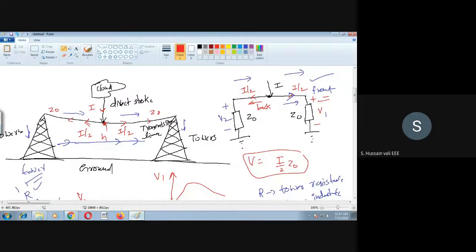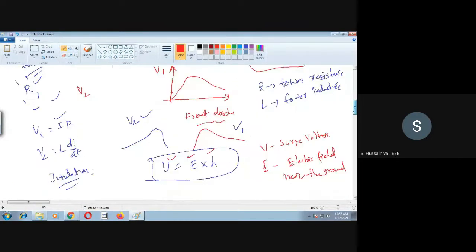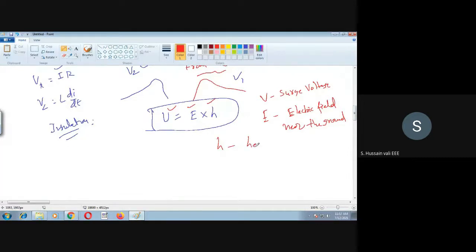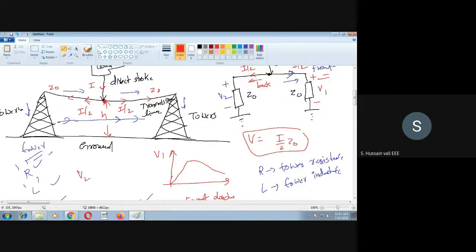The conductor is there, so this height we can say H is the height of the conductor above ground. So based upon these equations and these waveforms, we can analyze how much voltage surge will be there on the footing, on the towers, how much resistance or how much voltage may be induced on the towers.